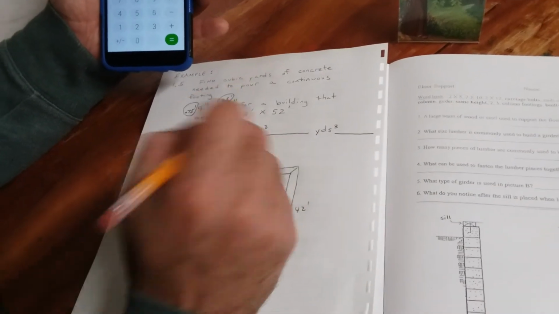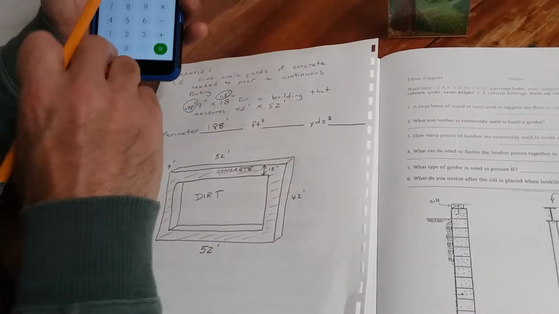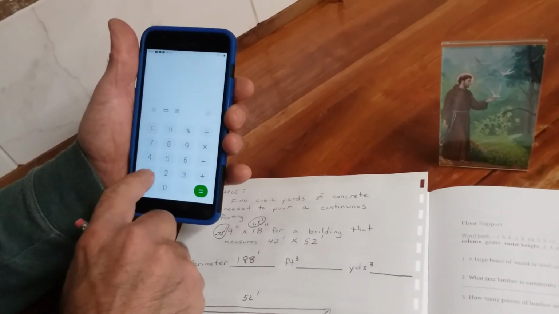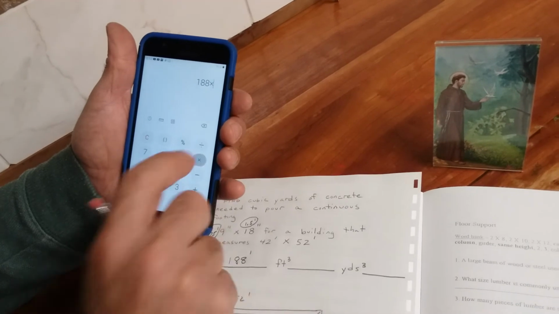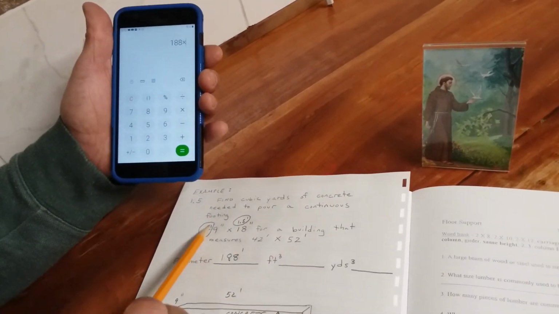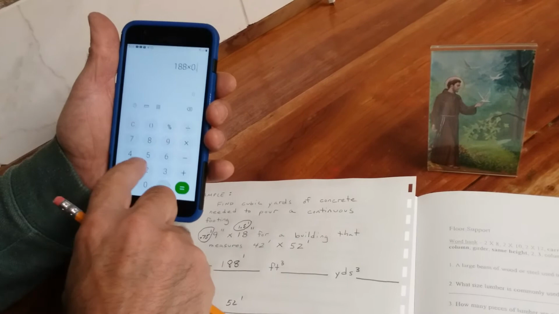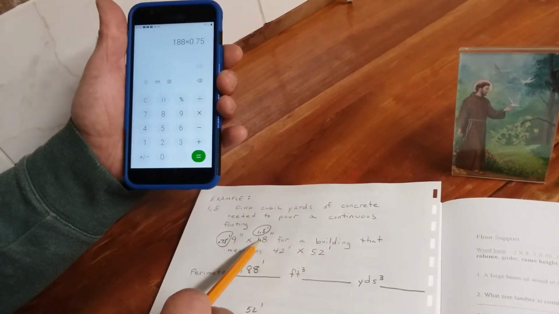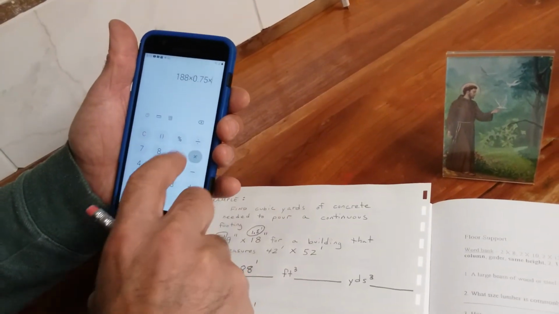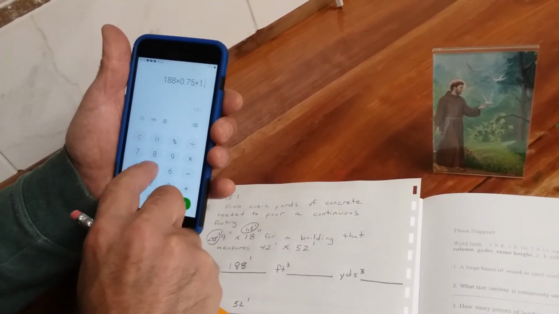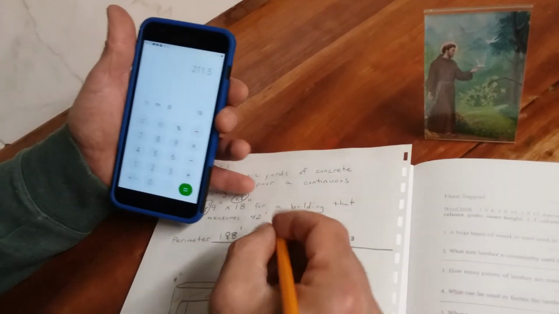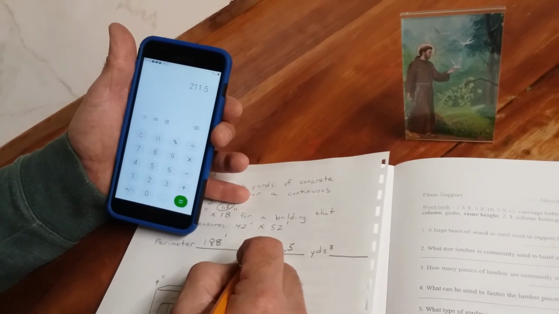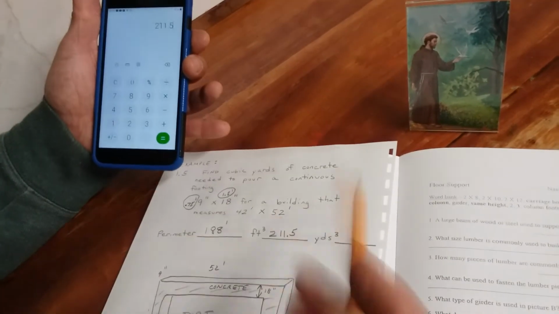Now we got to figure out cubic feet. To figure this out, you're going to take the 188, you're going to multiply that by the 0.75, which is the 9 inches, 0.75. And then you're going to multiply the 1.5, which is 18 inches, times 1.5. And that will equal 211.5 cubic feet.